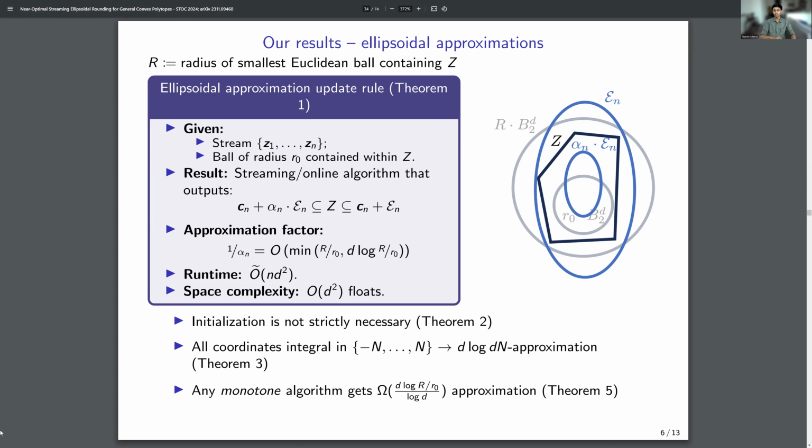And moreover, notice that again by John's theorem, one could get a factor d approximation, at least existentially. But we have this extra multiplicative log aspect ratio term. So a natural question to ask is whether this is necessary in the models that we study. And we answer this question affirmatively for any class of natural algorithms that we call monotone algorithms. I'll describe this in a moment, but this is theorem 5. Finally, one more remark is in order. The runtime that we get, n d squared, is competitive with the best known runtimes for offline versions of this problem. So we're really not losing much by imposing the streaming model, at least as far as this problem is concerned.